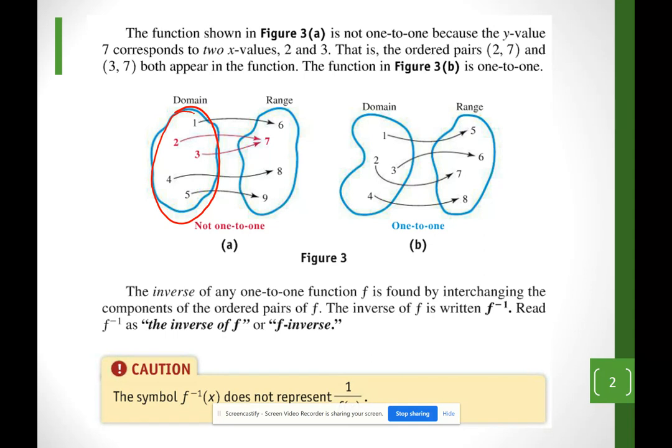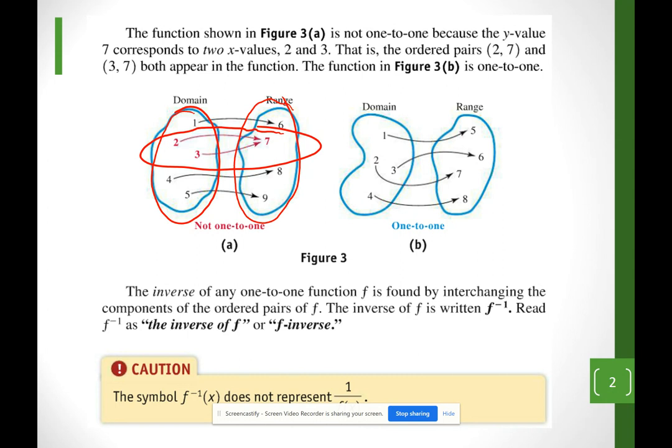Now it is called a one-to-one function where every value on the range, which is usually a y value, every value on the y is used only once. I see that it is a function because my numbers on my domain are used only once, but it is not a one-to-one function because there is a value on the range, 7 in this case, that is used twice.